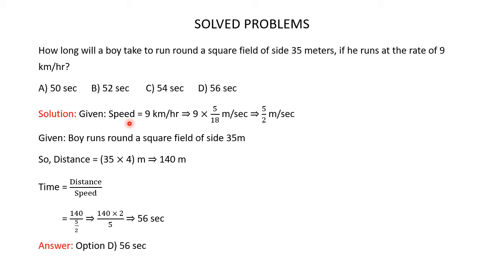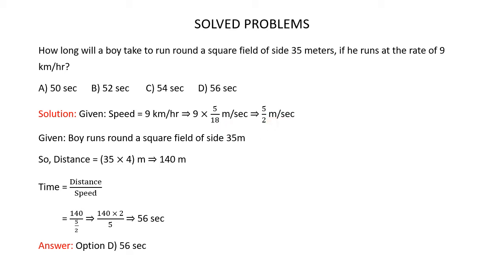Now it's given that speed is 9 kilometers per hour. But when you look at the options given, it's all in seconds. So let's convert this kilometers per hour to meters per second. To do that, you have to multiply with 5 by 18. So now we have speed as 9 multiplied by 5 by 18, which is nothing but 5 by 2 meters per second.